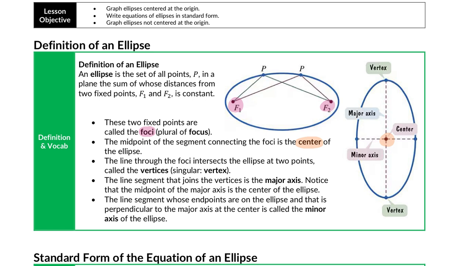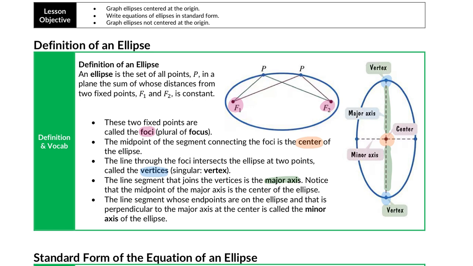The line through the foci that connects the ellipse at 2 points is called the vertices, or singular is a vertex. So if I look at the vertex or vertices of the ellipse, it goes through the center and connects to like the tallest or the widest endpoints of the ellipse. The line segment that joins these vertices is called the major axis. So these points right here, or this line that connects the vertices through the center, is called your major axis. Notice that the midpoint of the major axis is the center of our ellipse.